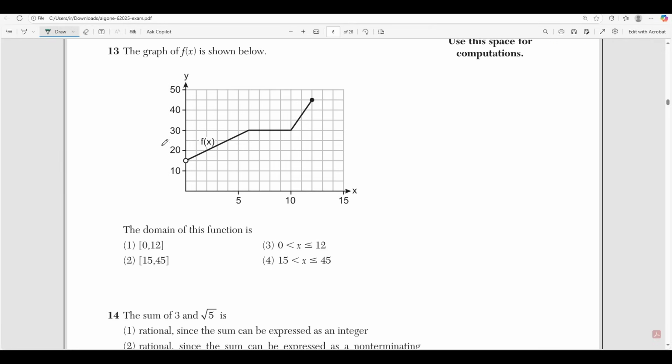All right, so number 13 says the graph of f of x is shown above, and they want us to find the domain of this function. So the domain is all x values where you see a graph.